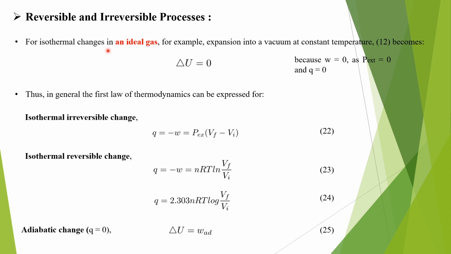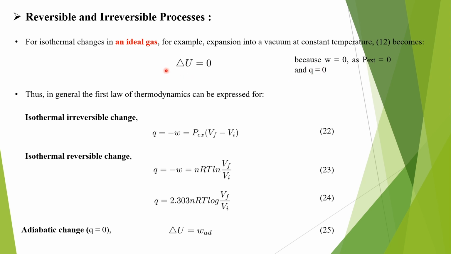For isothermal changes in an ideal gas, for example, expansion into vacuum. Expansion into vacuum means the external pressure is 0. So, when external pressure is 0, the work done, we know, is minus P external times delta V, so work done will be 0. As P external is 0 and at constant temperature, Q is also 0, so delta U is 0.